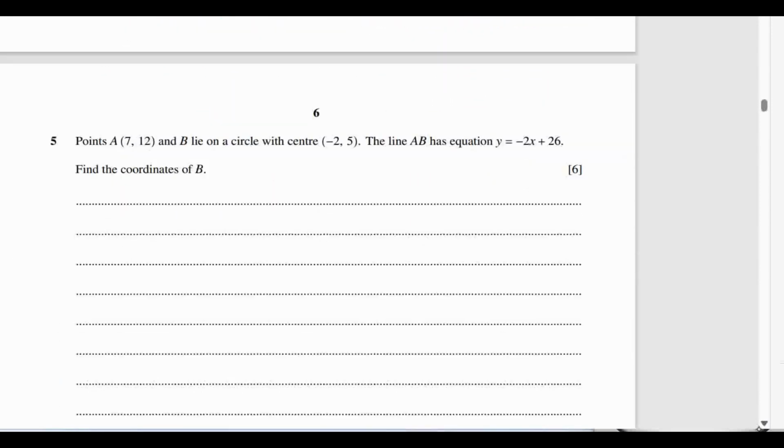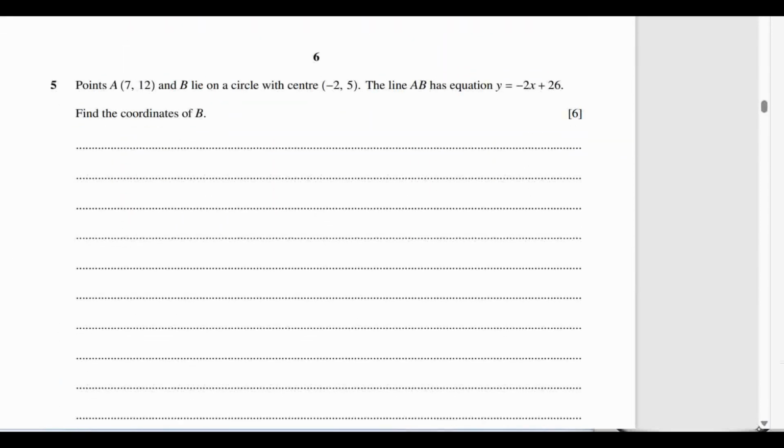Question number 5. Question number 5 is that point A, let me highlight this one, that point A is (7, 12). Point B lies on a circle with the center. Now this is an important point. The line AB has equation y is equal to minus 2x plus 26. Find the coordinates of B.